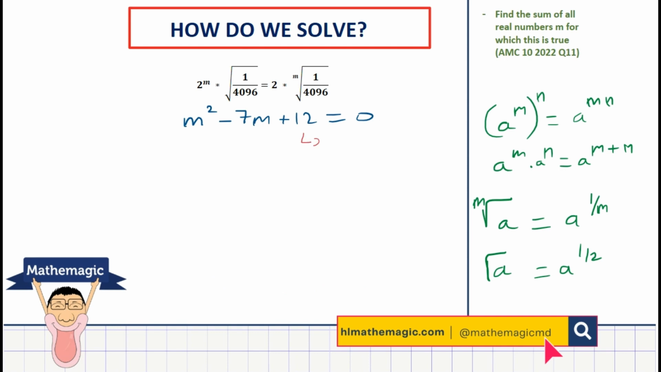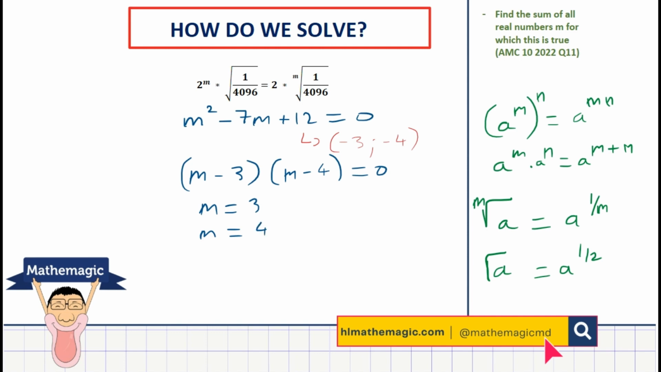You look at factors of 12 which add up to negative 7. You probably find the factor pair negative 3 and negative 4 quite easily. And so negative 3 times negative 4 is going to be equal to 12, and negative 3 minus 4 is negative 7. So this quadratic factorizes as m minus 3 times m minus 4 equals 0, which would lead you to think that m is equal to 3 or m is equal to 4.